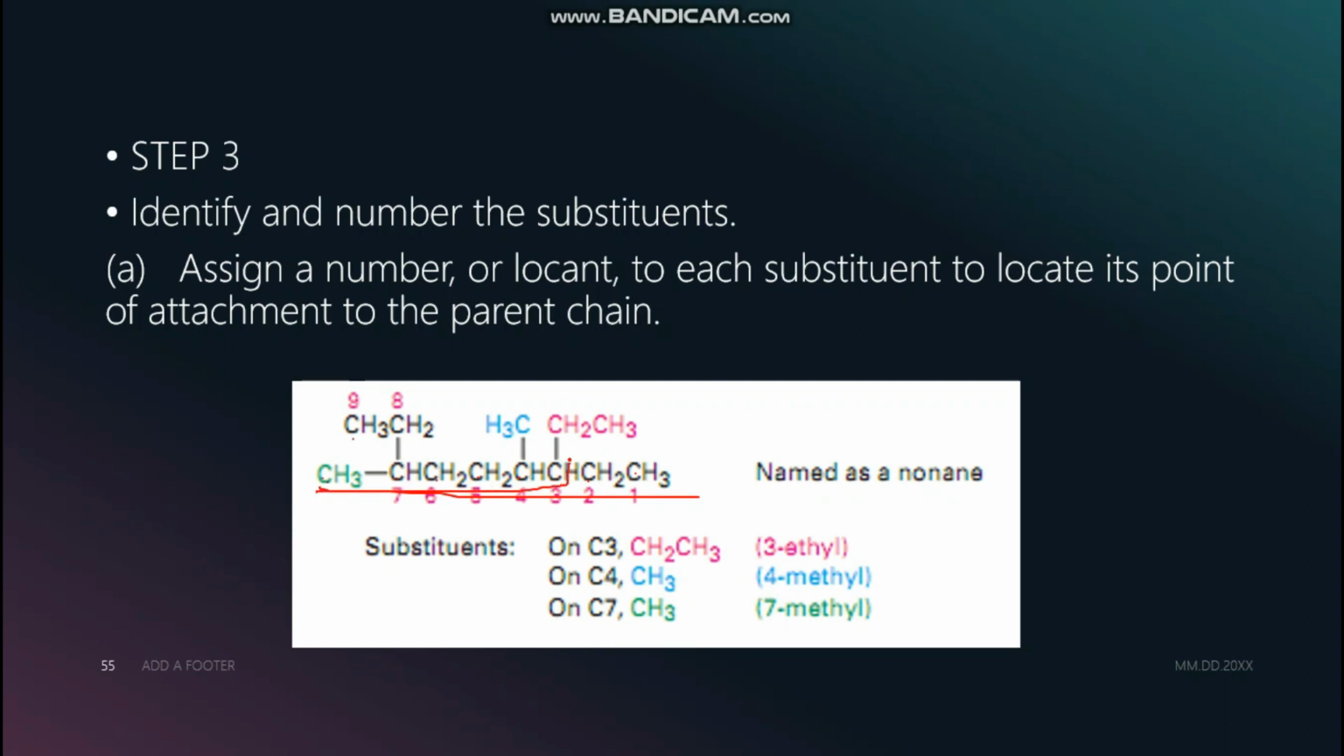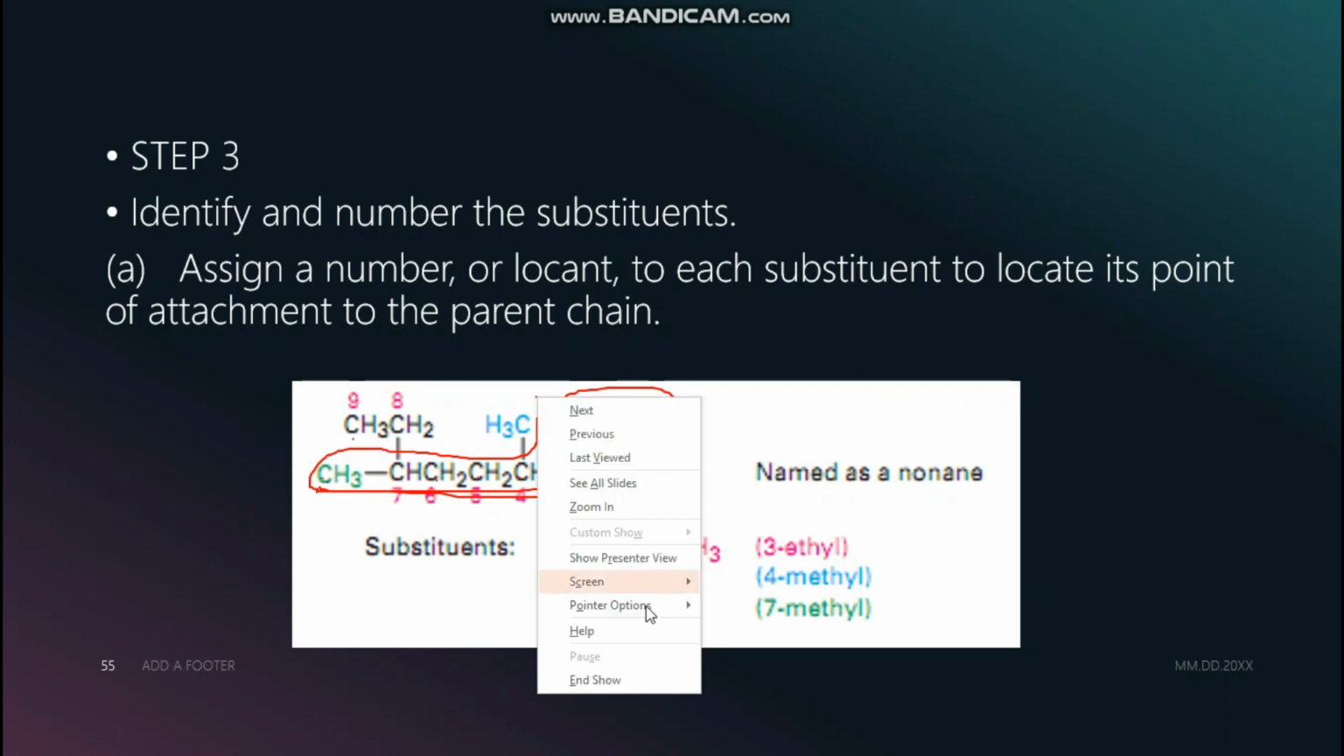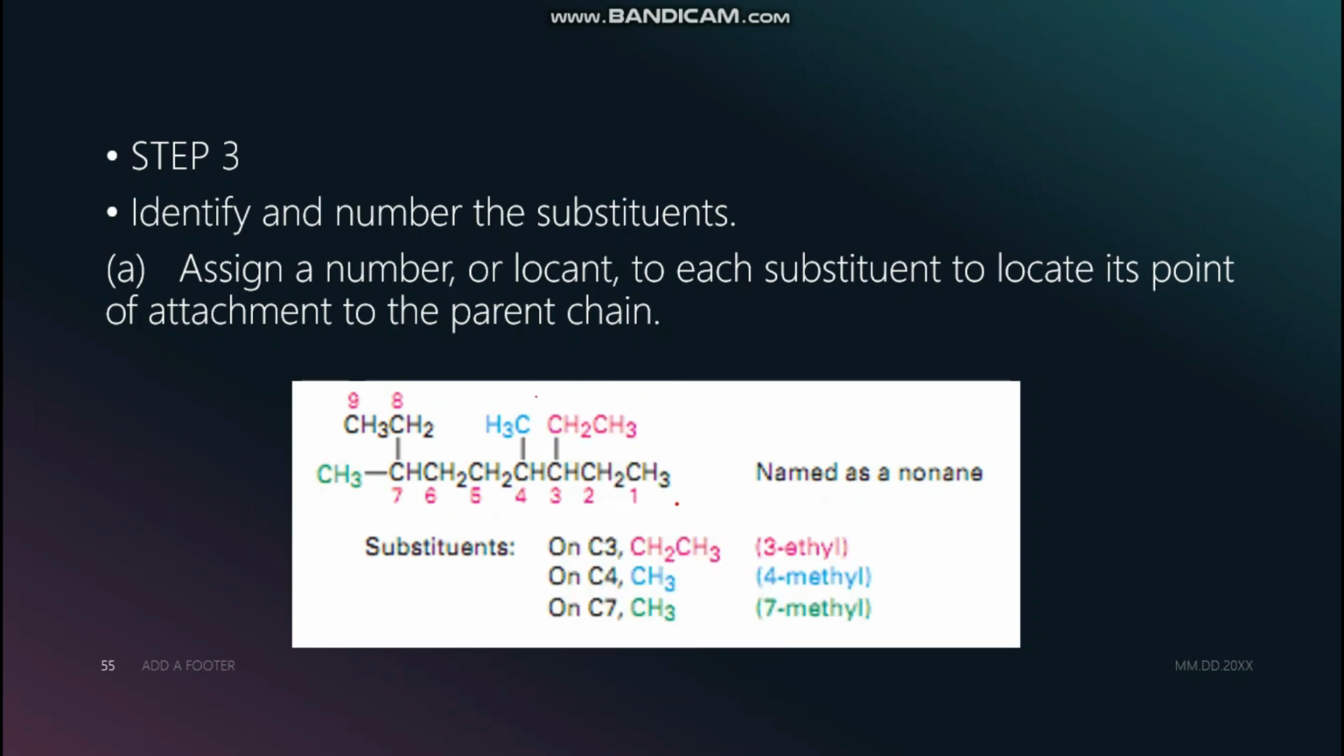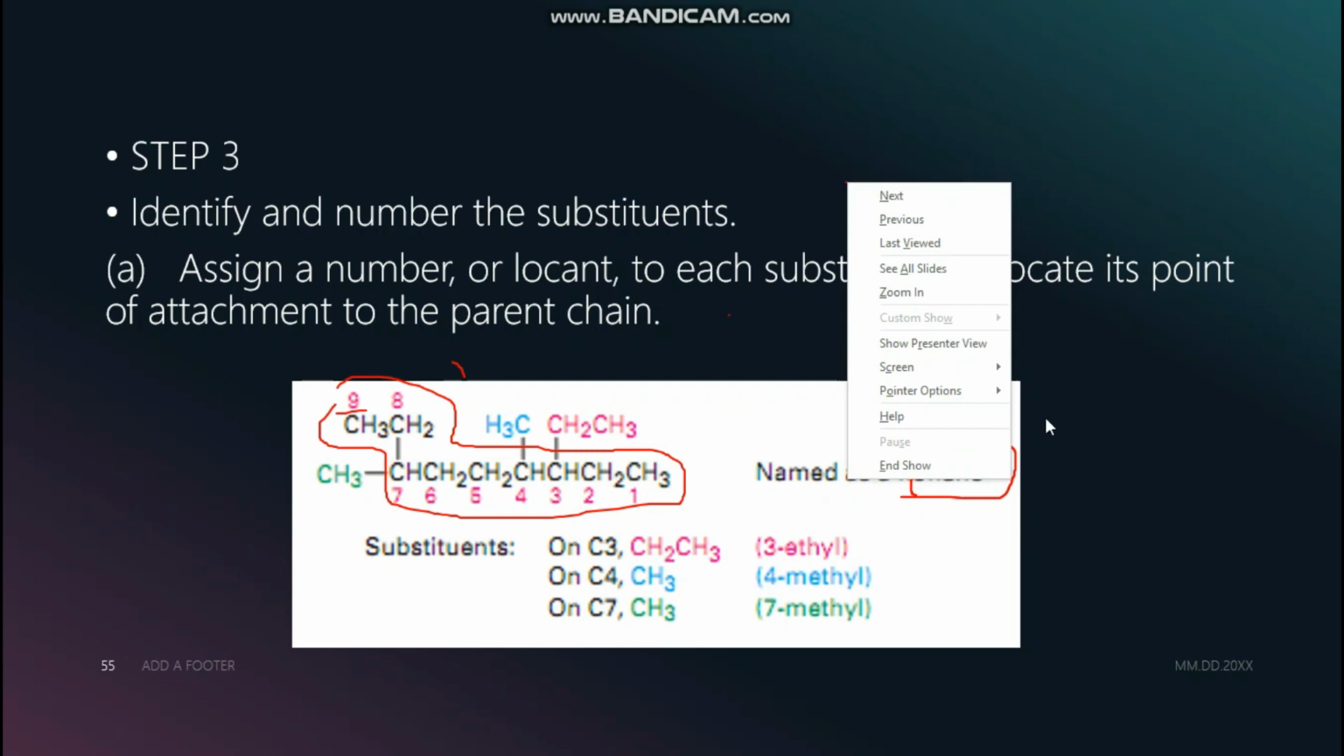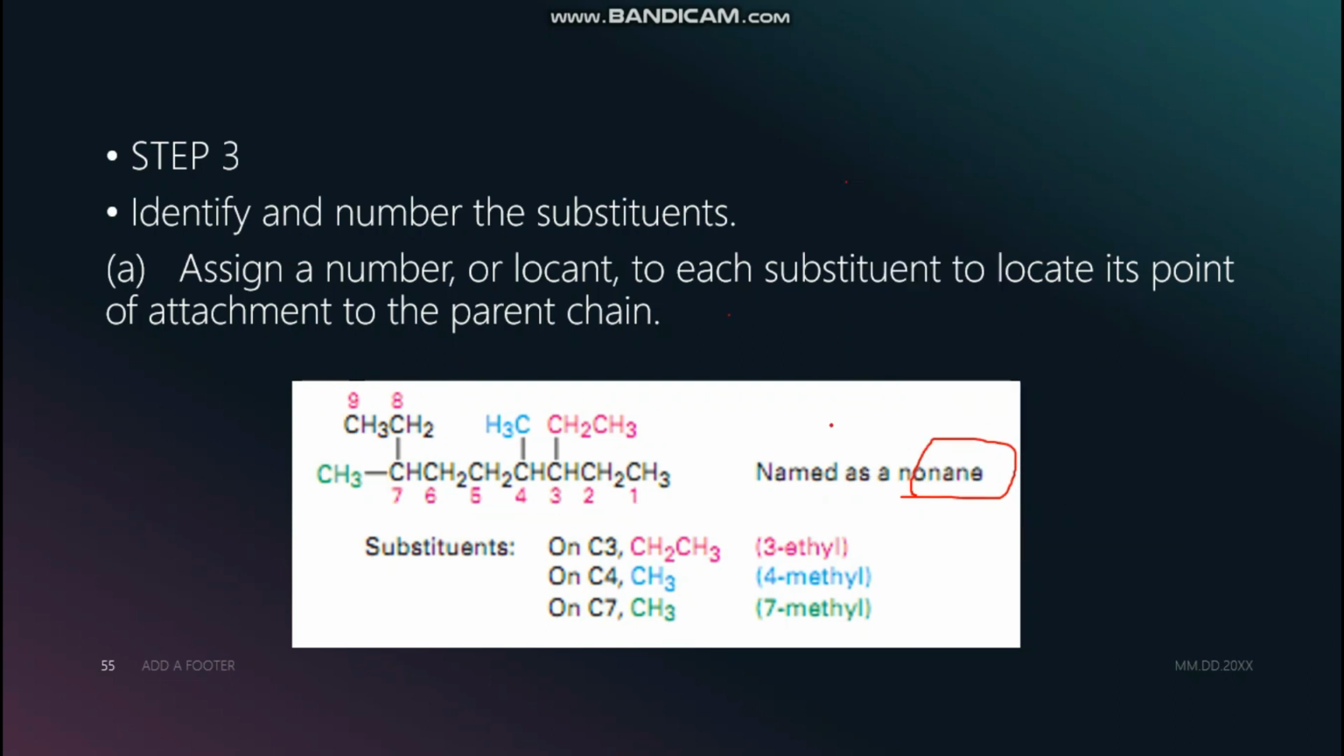Mag-take turns tayo. Dito tayo. Dito naman tayo. It has 1, 2, 3, 4, 5, 6, 7, 8. It just has only 8. But on this one, if we would follow this chain, it has 9 carbon atoms, so that makes it a nonane.